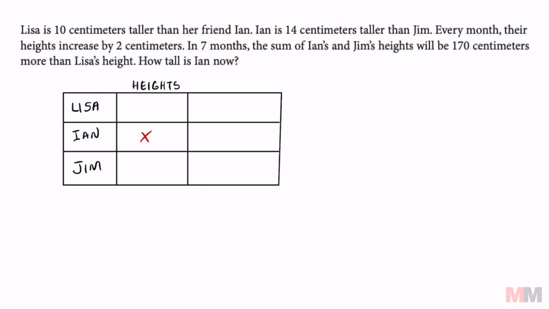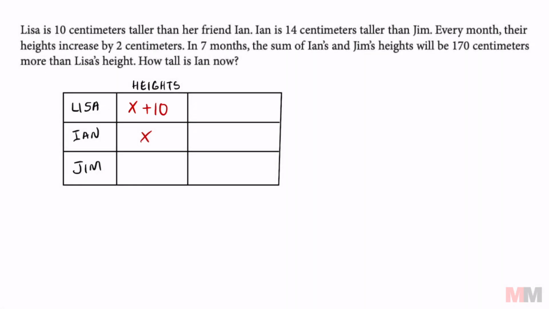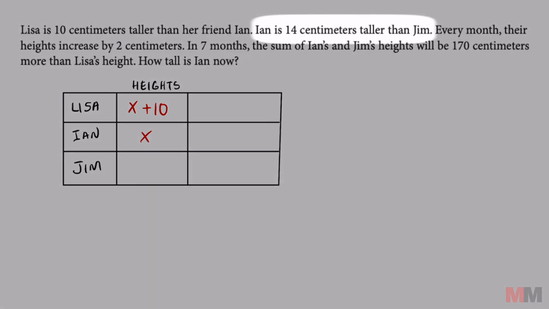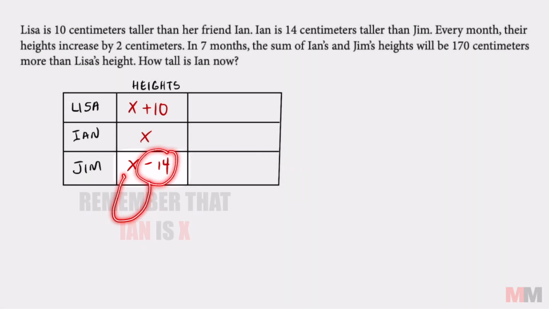So once we got that established, we can write one for Lisa, who's being compared to Ian. And it says Lisa is 10 centimeters taller than her friend Ian. That is the same as writing X plus 10. We can do Jim the same exact way. If Ian is 14 centimeters taller, that means that Jim is going to be whatever Ian is minus 14 centimeters, shorter than Ian. Now we're going to focus on the second part of this table.